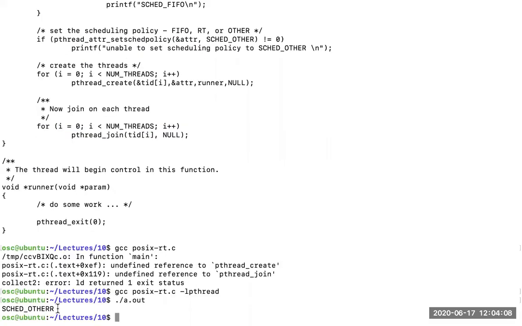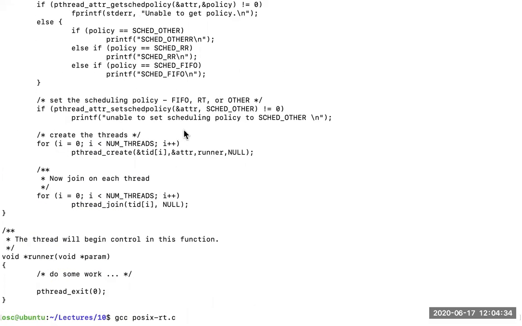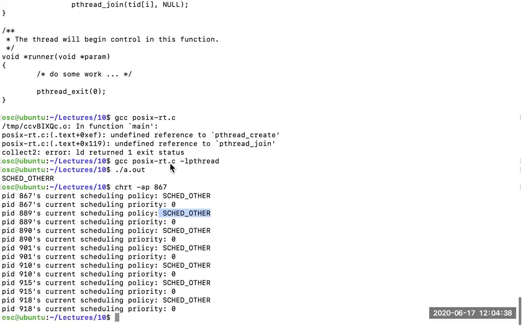So for this system, the scheduling policy is "others". As we have seen using the chart, what was the number of the process? This is where we can see that all threads are running using SCHED_OTHER scheduling for this particular system. Now we can set and use a different scheduling policy for the processes.